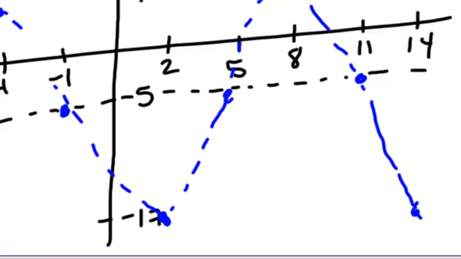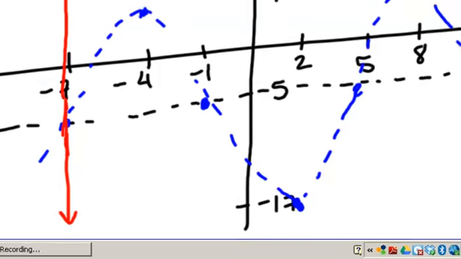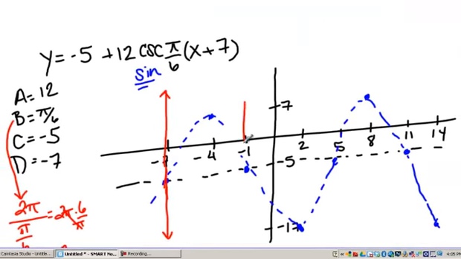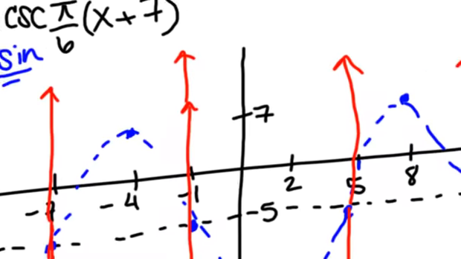Just like I said, whenever your graph crosses your sinusoidal axis, there's an asymptote. So there's an asymptote at -7. There's an asymptote at -1. At 5. And at 11. Extend this more.